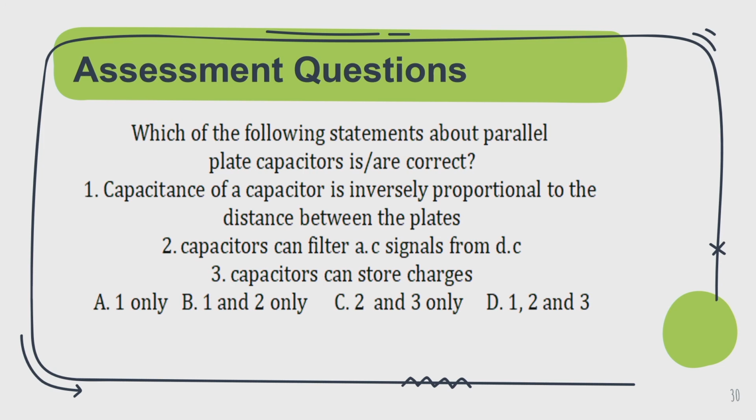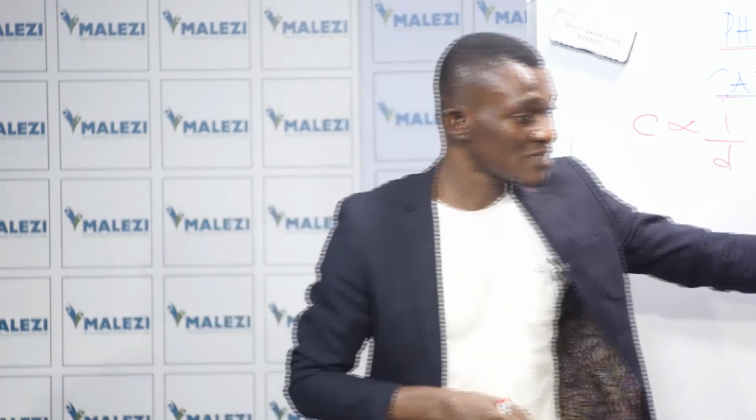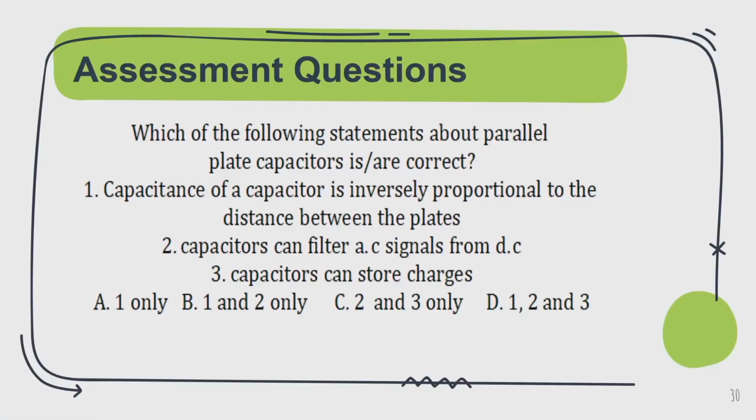So the answer to the question is D. You all are correct. So 1 is correct: capacitance of a capacitor is inversely proportional to the distance, as said here. Then 2, they can also filter AC signals from DC, very correct, in AC circuits. Then they can also store charges. That's their main purpose. So 1, 2, 3, very correct. Thank you very much. So let's move on to the next.